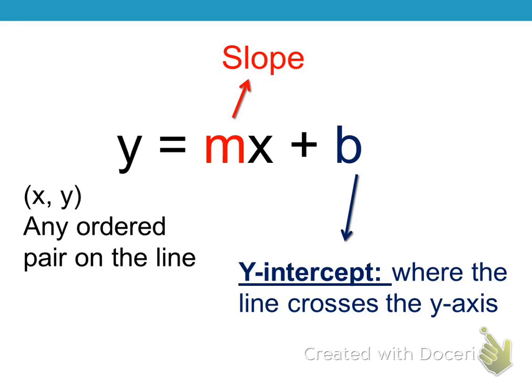We call that our y-intercept. That's where the line crosses the y-axis. And then x and y are always x and y when you see this. M will be a number, b will be a number, and then x and y just stay x and y. And then the x and y stand for any ordered pair that would make the equation true. And that would be any ordered pair that's on the line when we graph this thing.